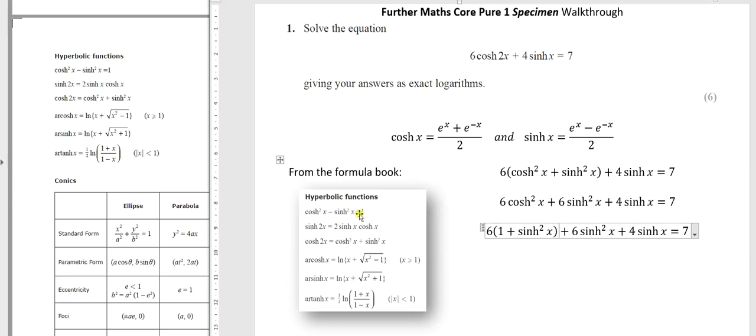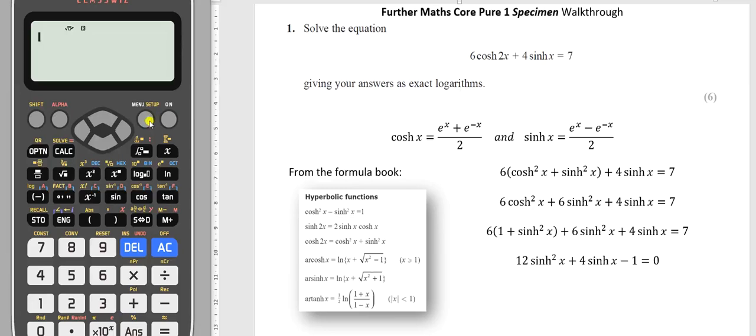That's why it's helpful to keep one page open if you've got your formula book handy to check up on this, so that you don't need to be second guessing yourself when it comes to changing the sign of the sines. What we have here now simplifies to 12 sine squared x plus 4 sine x minus 1 equals 0. And in that form, it should be really quick and easy to see we're dealing with something that the calculator will let us do, solving a quadratic.